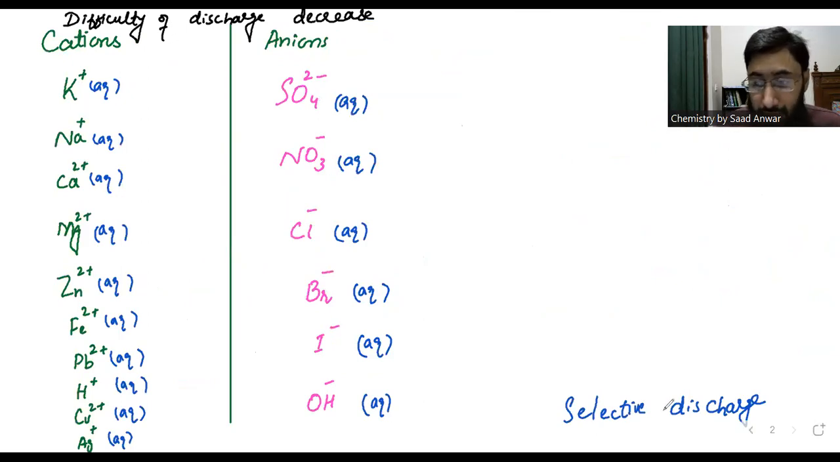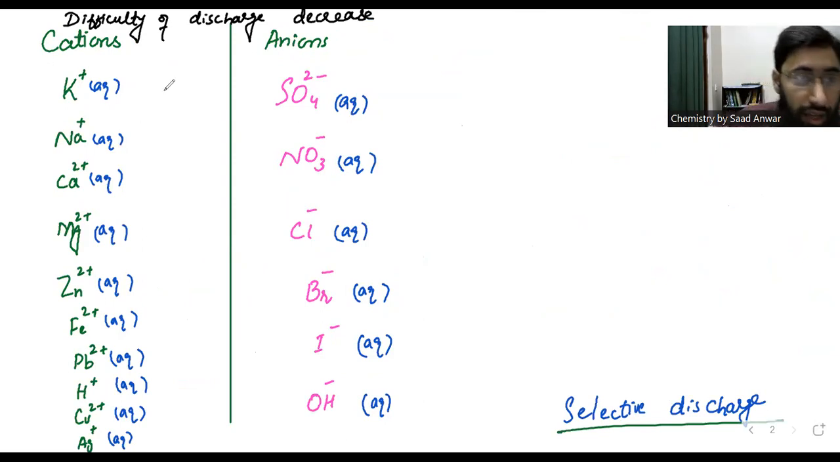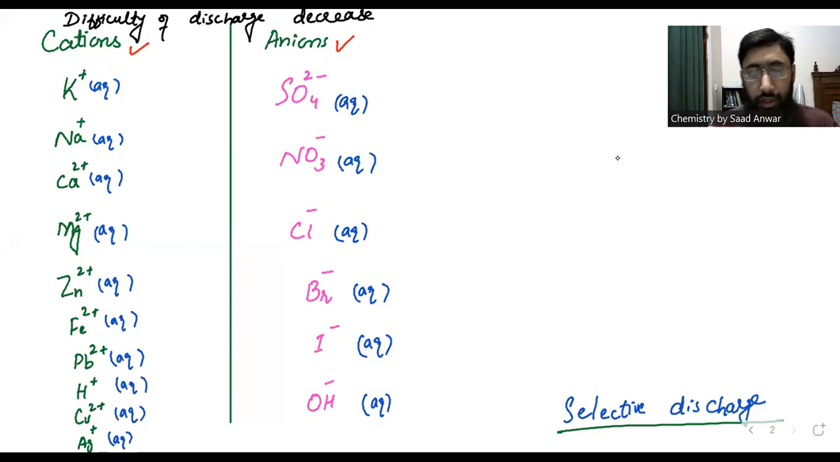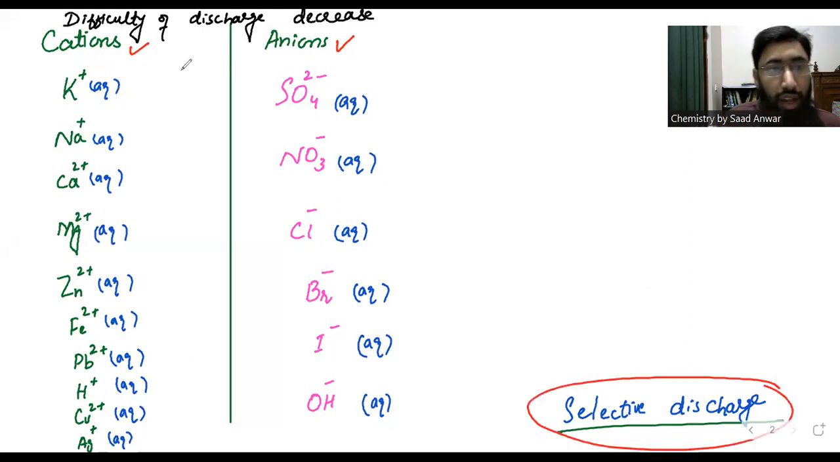You see, this is the selective discharge list. Here cations are mentioned, and here anions are mentioned. In this list, I have arranged a few cations and a few anions. Very important point: difficulty of discharge decreases from top to bottom.